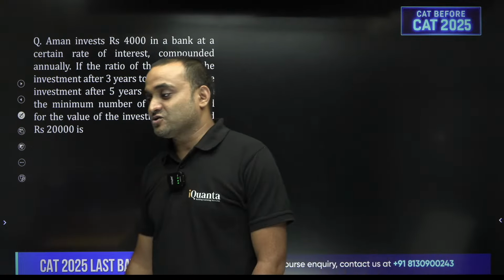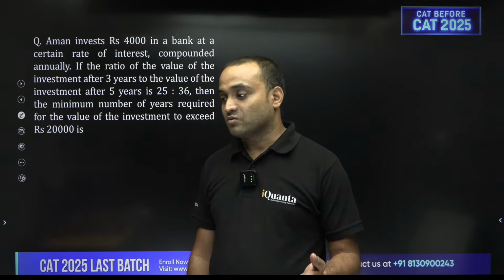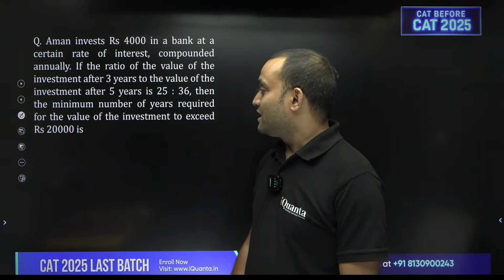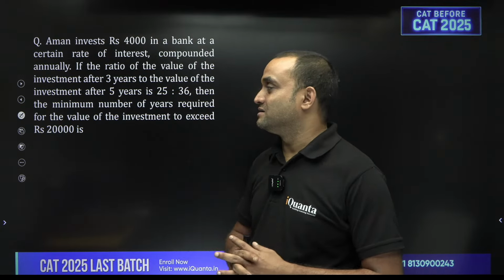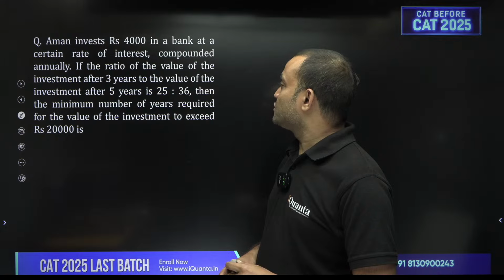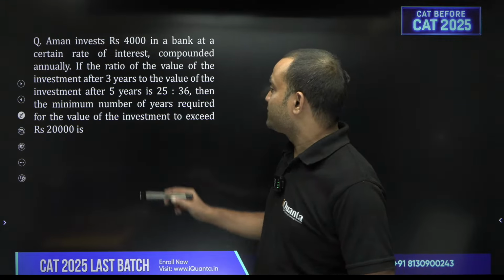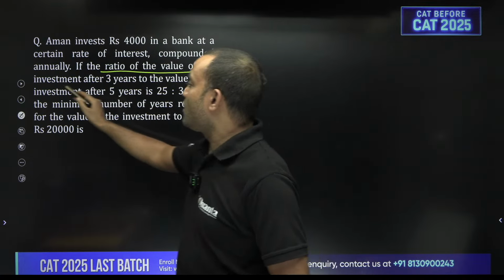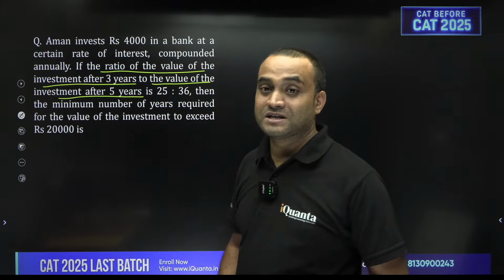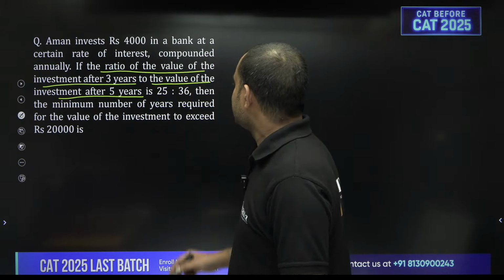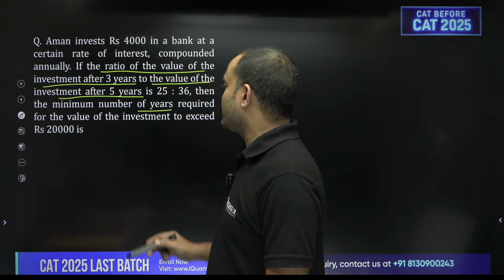So, this question a little bit calculative, and you can use calculator to find the answer in this one. Otherwise, if you use approximation, there are chances that you might get a wrong answer. Aman invests rupees 4,000 in a bank at a certain rate of interest, compounded annually. If the ratio of the value of the investment after 3 years to the value of the investment after 5 years 25 is to 36, then the minimum number of years required for the value of the investment to exceed 20,000 is.